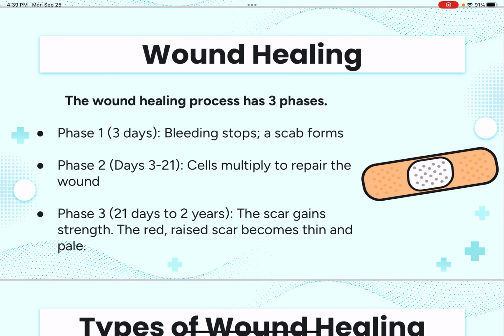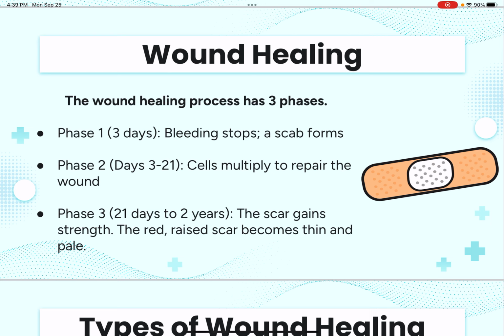The wound healing process has 3 phases. Phase 1 is approximately 3 days, and that is when bleeding stops and a scab forms. During this phase, signs and symptoms of inflammation will appear. They include redness, swelling, heat or warmth, pain, and loss of function.